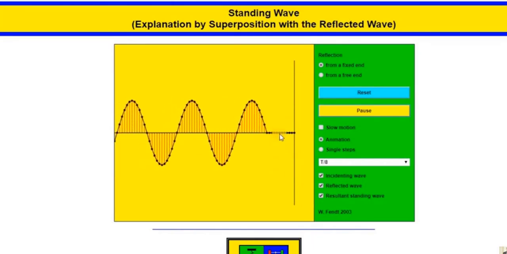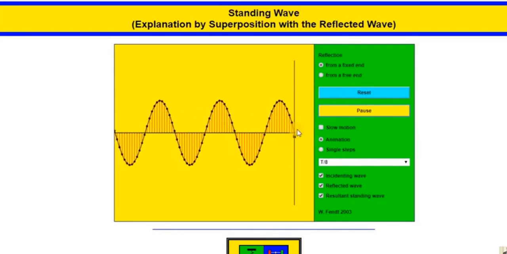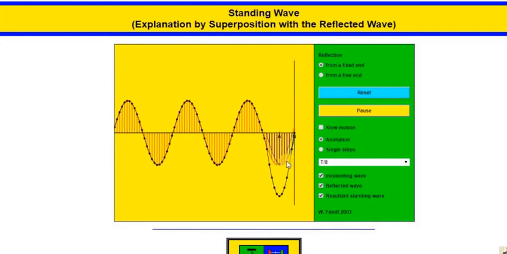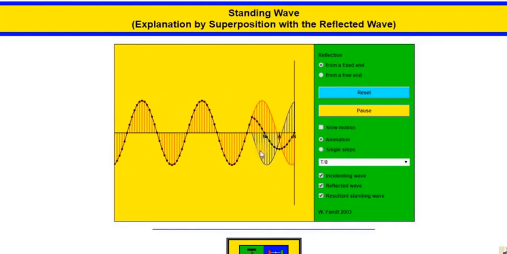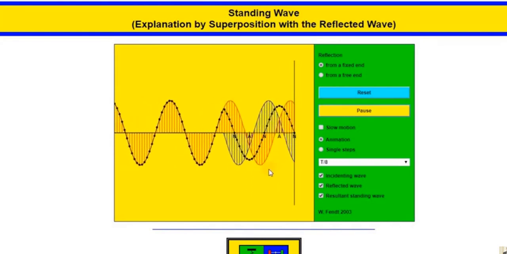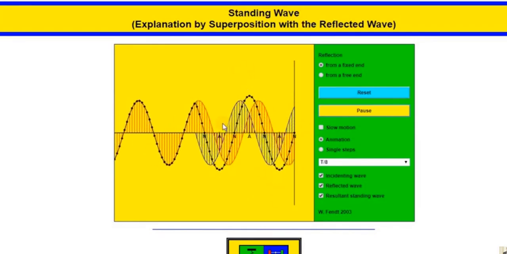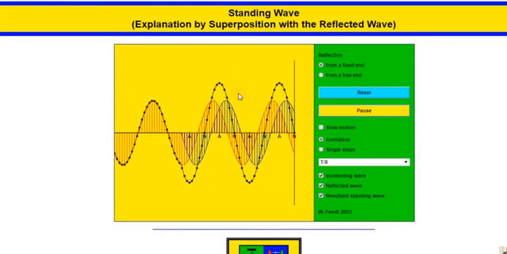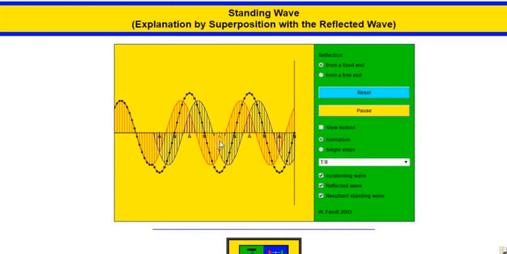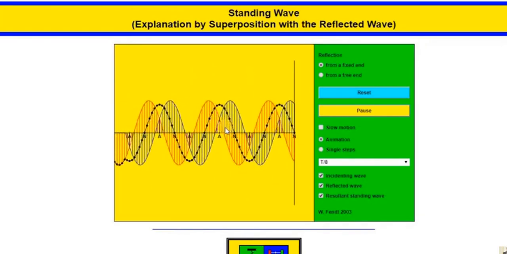Now what happens is, once it hits this fixed end, the hard end, it will get reflected. So here you see the blue wave is the reflected wave. Now, as a result of the incident wave and the reflected wave superposing, you get this resultant wave. What you see in black, after the incident wave and the reflected wave get together, is the resultant wave.